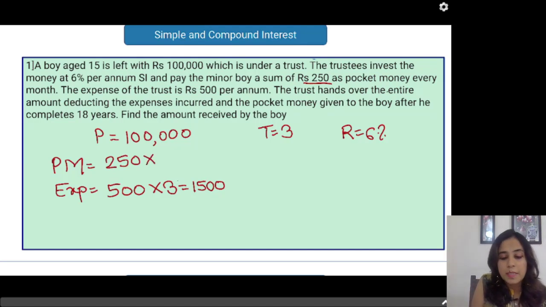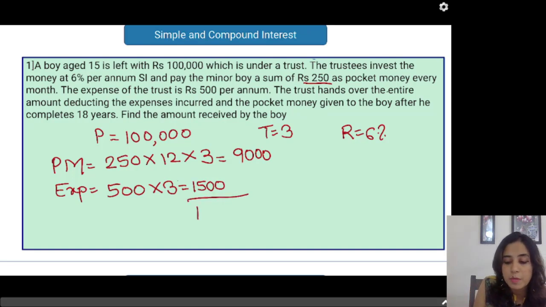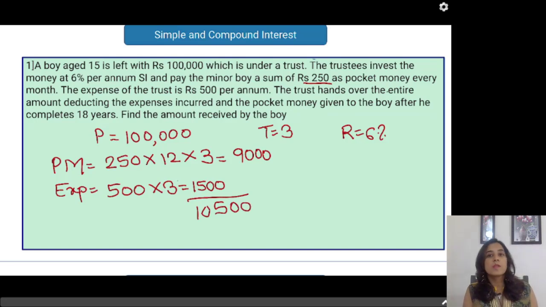And we have to multiply that by 12 to find the yearly pocket money that he is getting. For 3 years, the total pocket money that the boy is going to get is 9000 rupees. So the trust has paid 9000 plus 1500, which amounts to 10,500 from its pocket. So whatever is the amount that the boy should be getting at the end of 18 years, we have to deduct 10,500 from that amount.